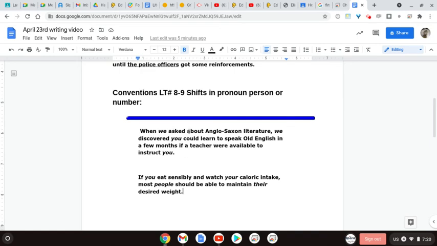Number 1, when we asked about Anglo-Saxon literature, we discovered you could learn to speak Old English in a few months if a teacher were able to instruct you. What changes do we need to make this correct? Well, the correct area is they start with the first person plural pronoun, we, here and here. And then they've shifted into second person you, here and here. To make the correction, we need to change the second person you to first person plural. So it should have been: we discovered we could learn to speak Old English in a few months if a teacher were able to instruct us.